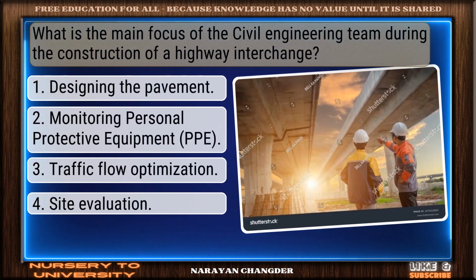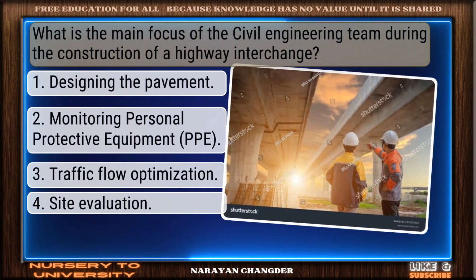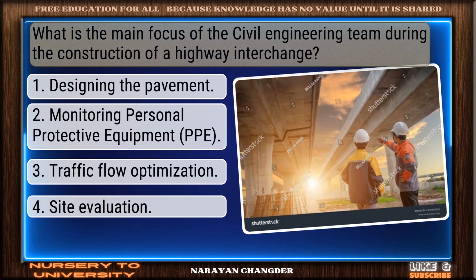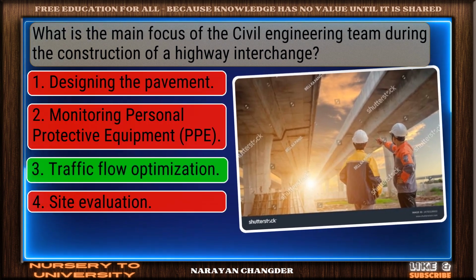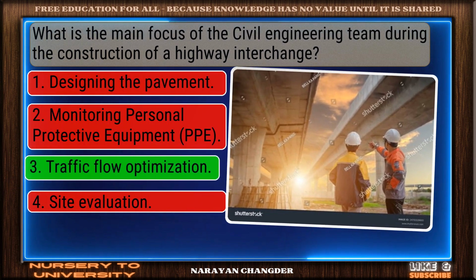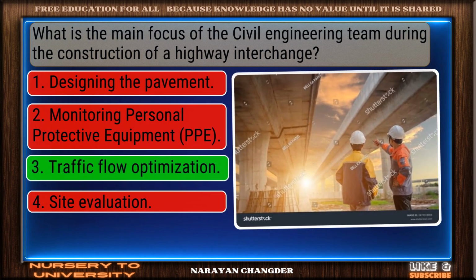What is the main focus of the civil engineering team during the construction of a highway interchange? Well picked. Traffic flow optimization is the correct answer.